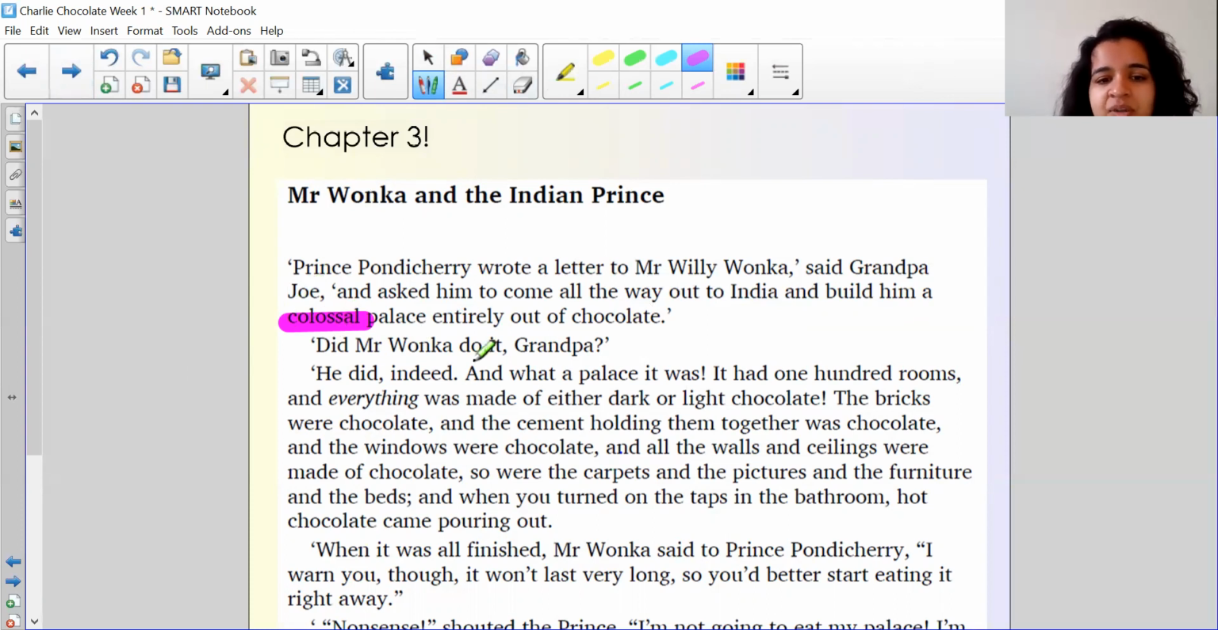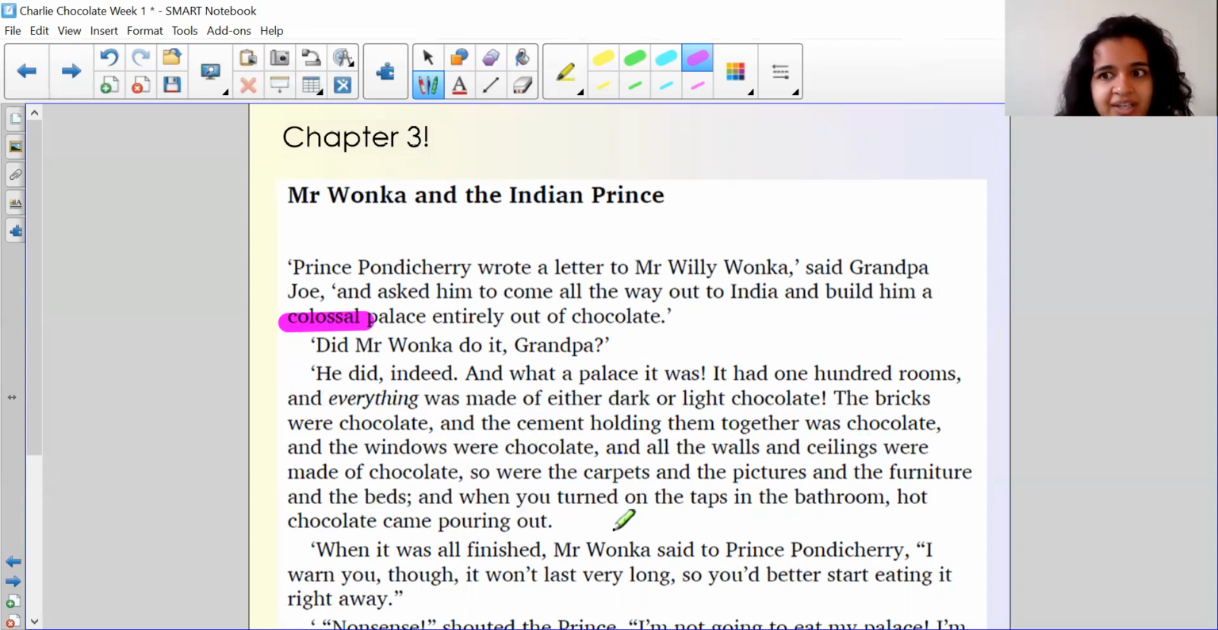"Okay. Did Mr. Wonka do it, Grandpa?" "He did indeed. And what a palace it was! It had 100 rooms, and everything was made of either dark or light chocolate. The bricks were chocolate, and the cement holding them together was chocolate, and the windows were chocolate, and all the walls and ceilings were made of chocolate, and so were the carpets, and the pictures, and the furniture, and the beds, and when you turned on the taps in the bathroom, hot chocolate came pouring out."